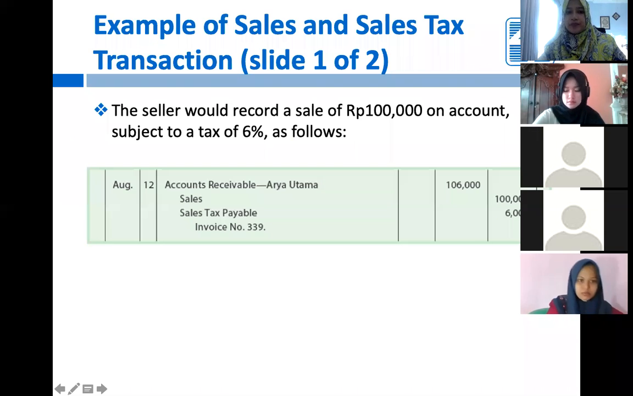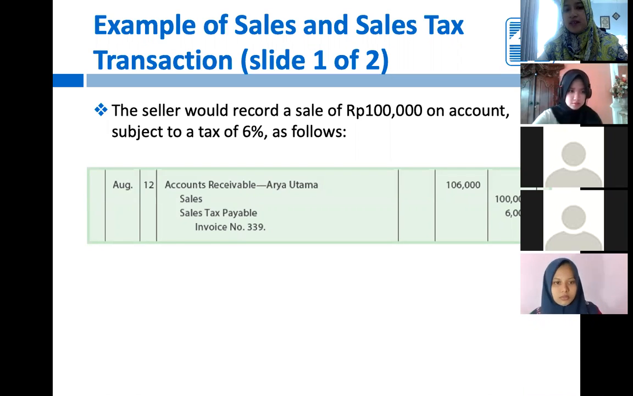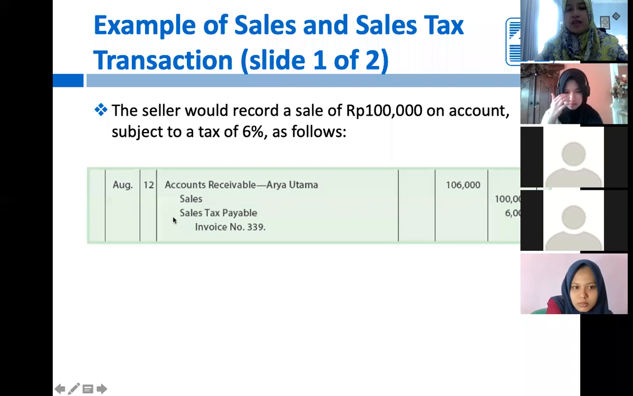For example, say in this case, the seller makes a credit sale of 100,000. The tax is 6%. So the merchandising business would record debit account receivable 106,000, and then credit sales 100,000, and sales tax payable 6,000. So this is the liability which will later on be paid to the government. In Indonesia, normally the tax is 10%, PPN.